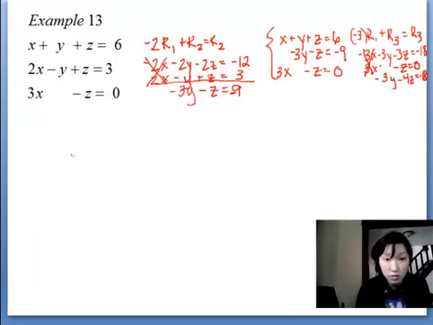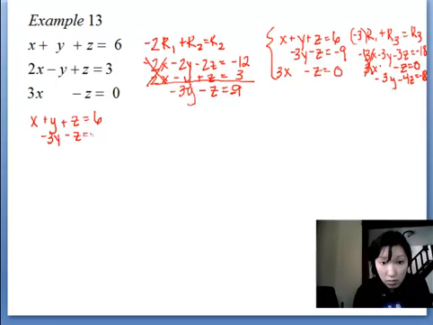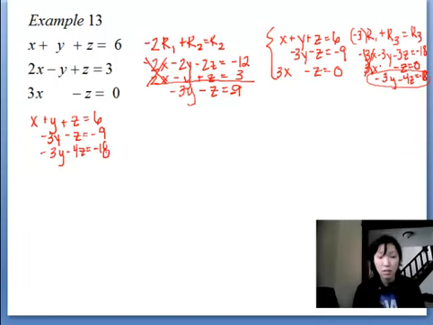Okay, so I got a little scrunched there, but what I will then be able to do is write x plus y plus z equals 6, negative 3y minus z equals negative 9, and then this was my new equation that I got for my row 3. It's negative 3y minus 4z equals negative 18.